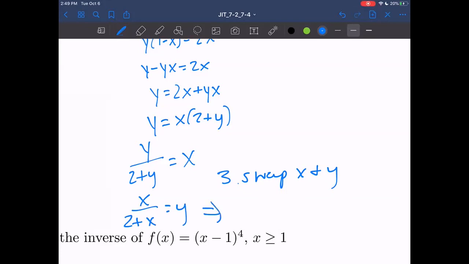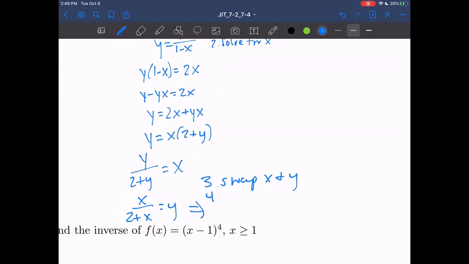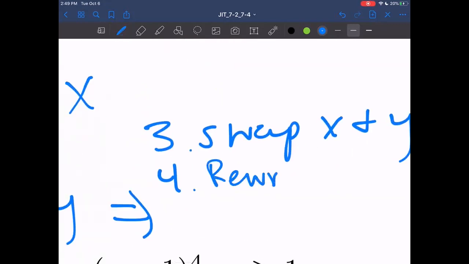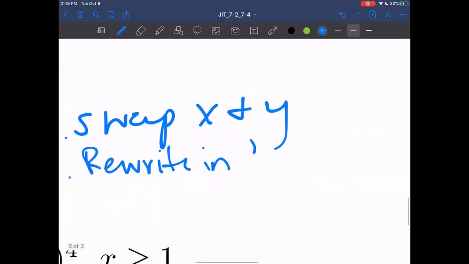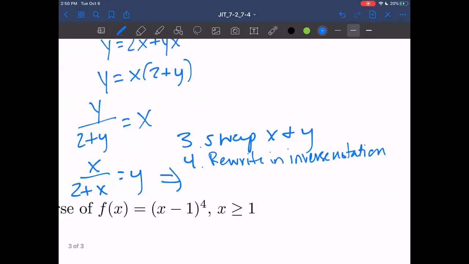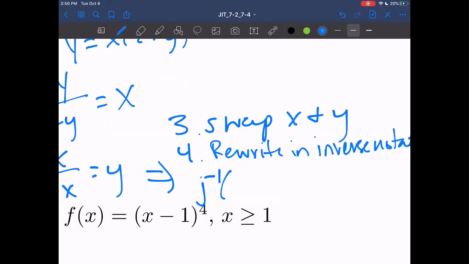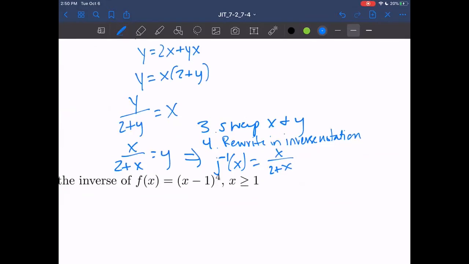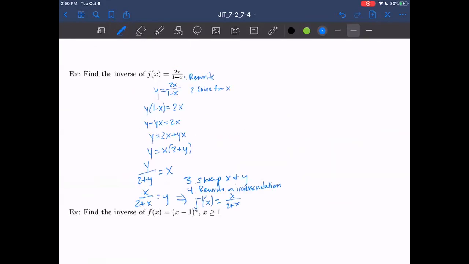And then our last step will be to rewrite in function or inverse notation. Okay, and all that means is we'll rewrite it using j, or whatever the function name is, inverse of x is equal to x over 2 plus x. Okay, so there's our inverse. All right, that one was straightforward.